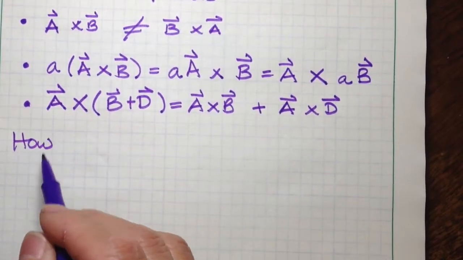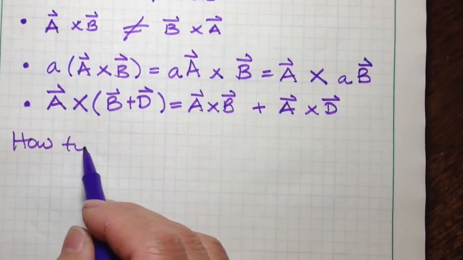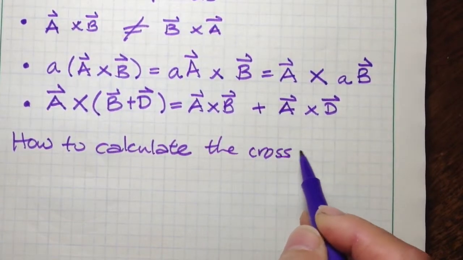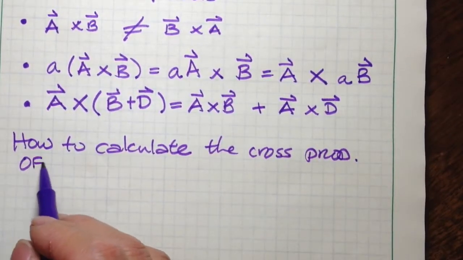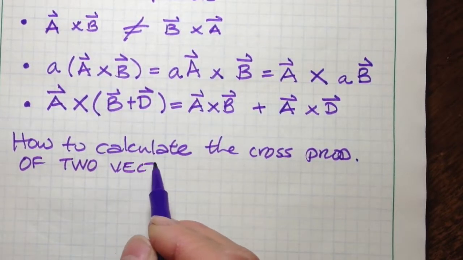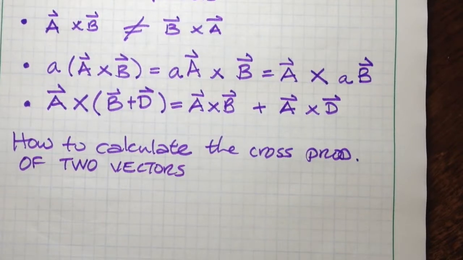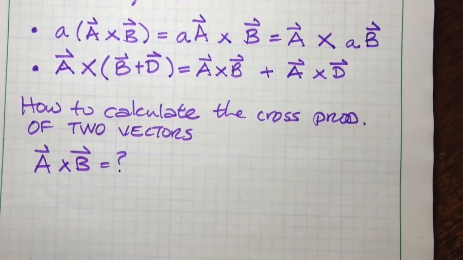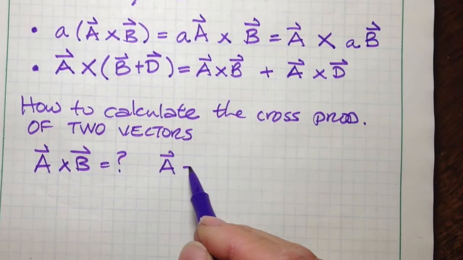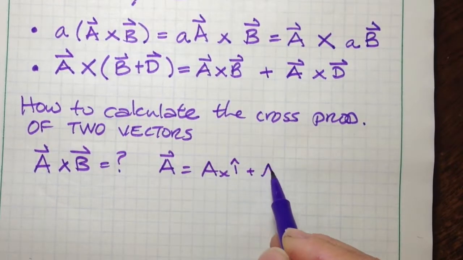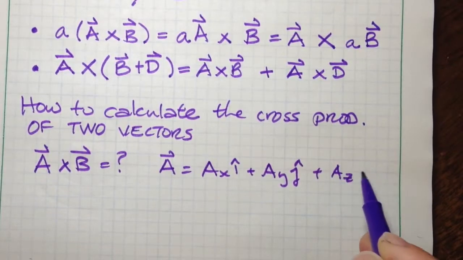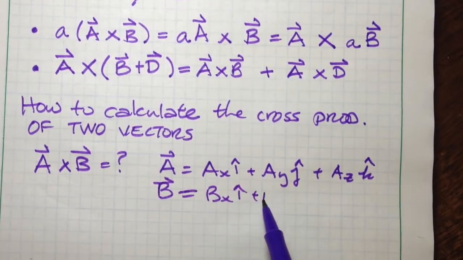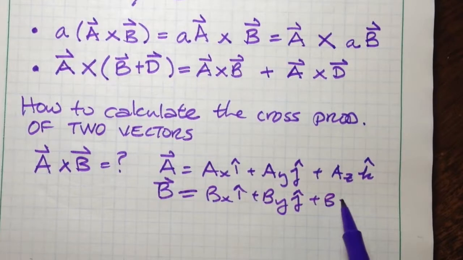So how do we actually calculate this cross product? How to calculate the cross product of two vectors? In other words, what is A cross B equal to? So let's say A is given by AxI plus AyJ plus AzK. And B is given by BxI plus ByJ plus BzK.